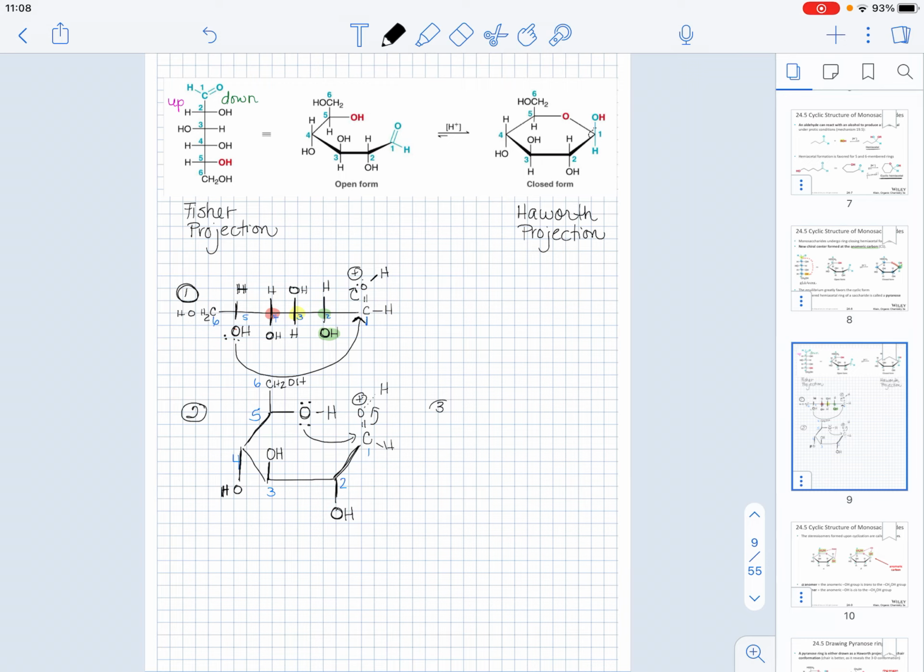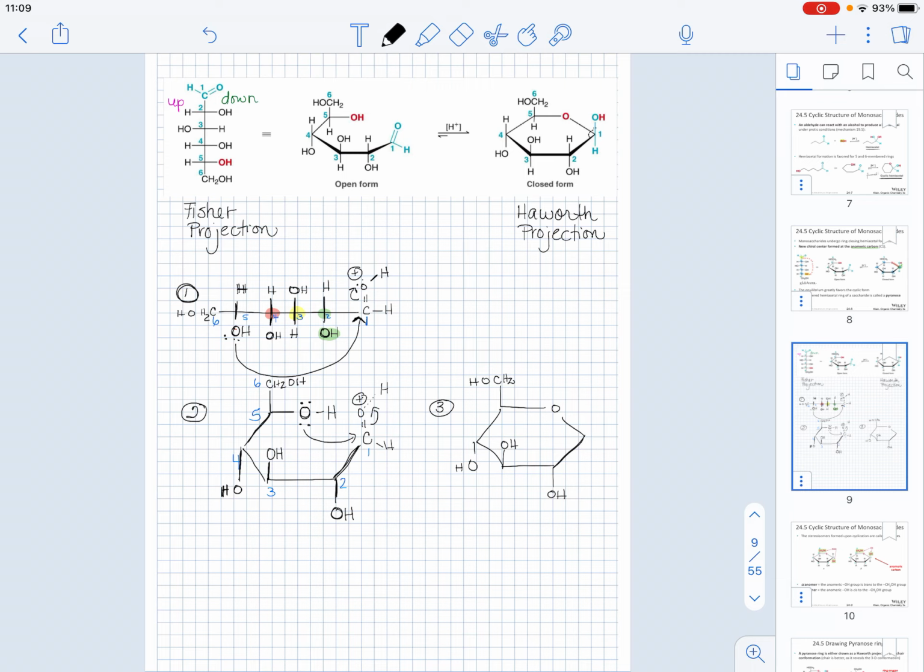And that's what results in the Haworth projection. I am not including the hydrogens. Carbon 2, OH is down. Carbon 3, OH is up. Carbon 4, OH is down. On carbon 5, the CH2OH is pointing up. And remember, the OH that is attached to carbon 5 is what makes that bond.